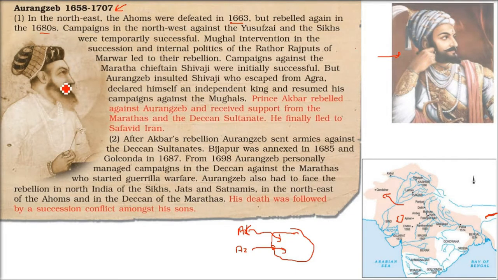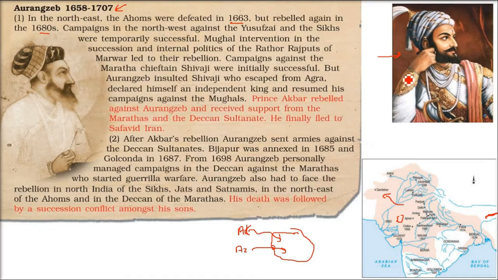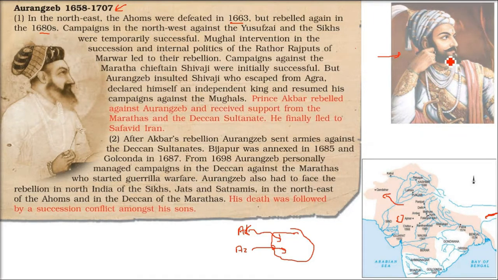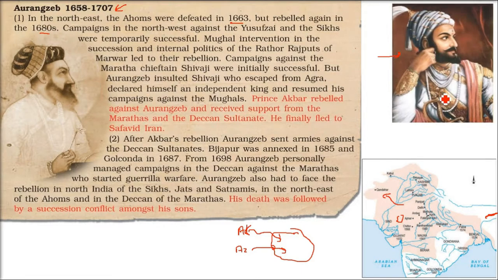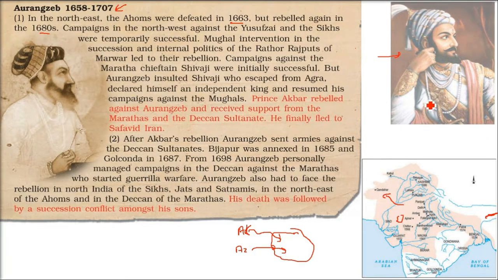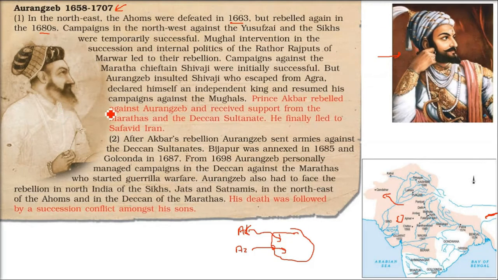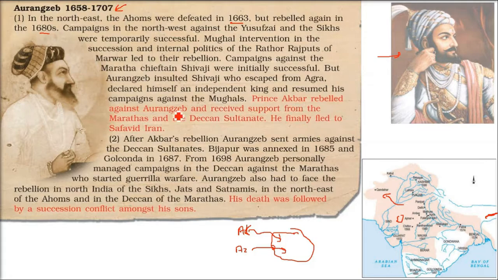One is the great Sardar Shivaji, great Shivaji. Now Shivaji was insulted by Aurangzeb, and then he escaped from Agra and declared that he was an independent king. And then he had all the campaigns, that is guerrilla war, the Chhapamari Paddhati. He was always fighting against Aurangzeb and the Mughal Empire.